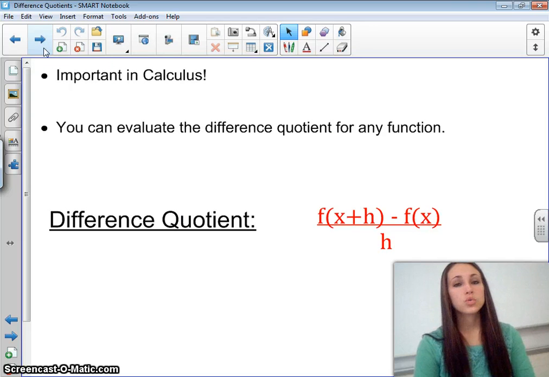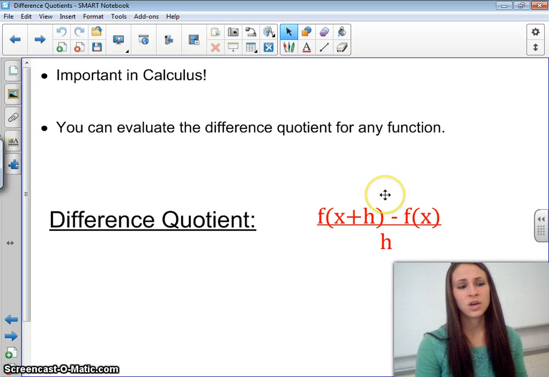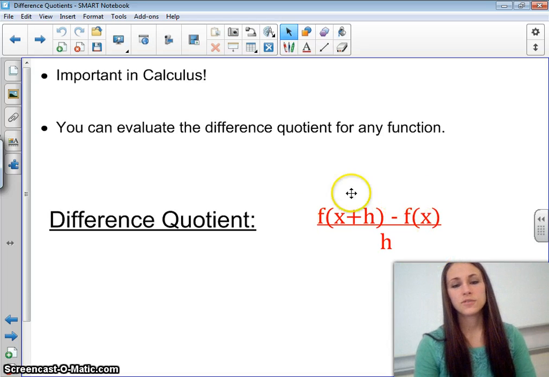So these are really important in calculus, and so whenever I ask you to evaluate the difference quotient, you can do that for any function that I give you. Some are going to be harder than others, but this is the difference quotient. Now, this actually represents something, and you'll learn what it represents in the third video that I have you watch on haiku. It may end up being the second video. I'll put it on there, but it does represent something. But in this video, I'm just going to teach you how to evaluate the difference quotient and what it is and how to do that.